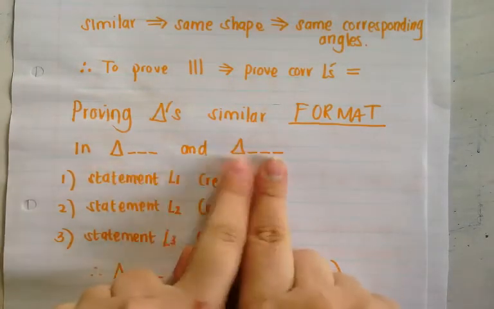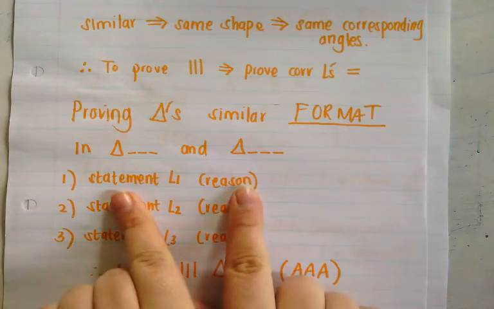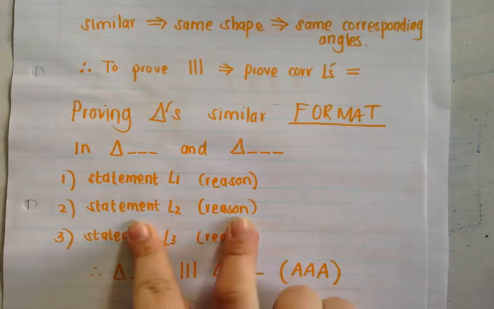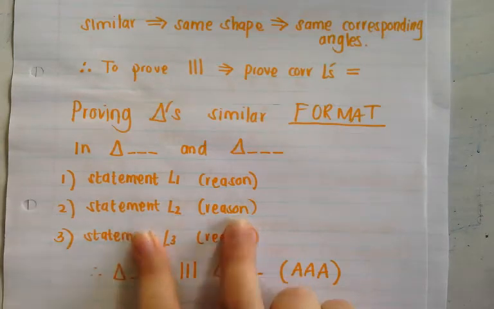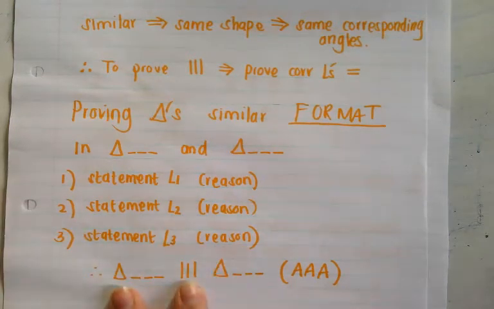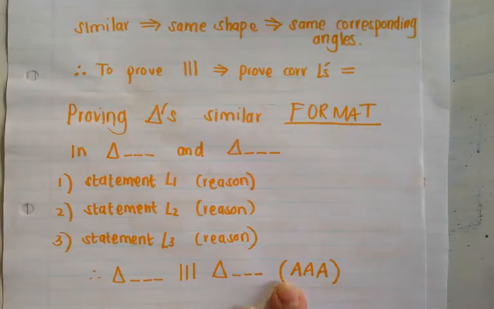So triangle 1 and triangle 2. I will prove two angles equal, one from each triangle. I'll prove another two angles equal, one from each triangle. And lastly, I'll prove the third angle, one from each triangle. Therefore, the first triangle is similar to the second triangle. What did I prove? I proved that all three angles are the same. So that was my format.